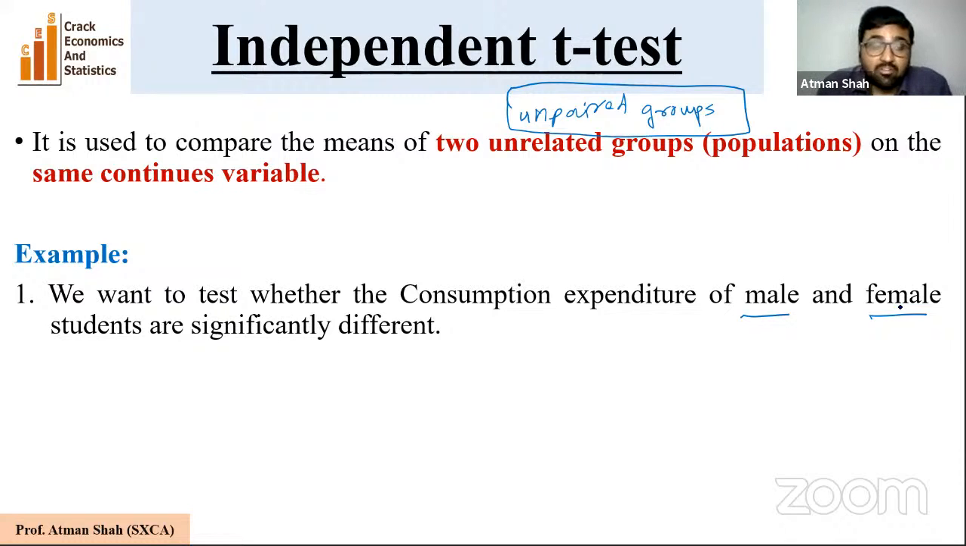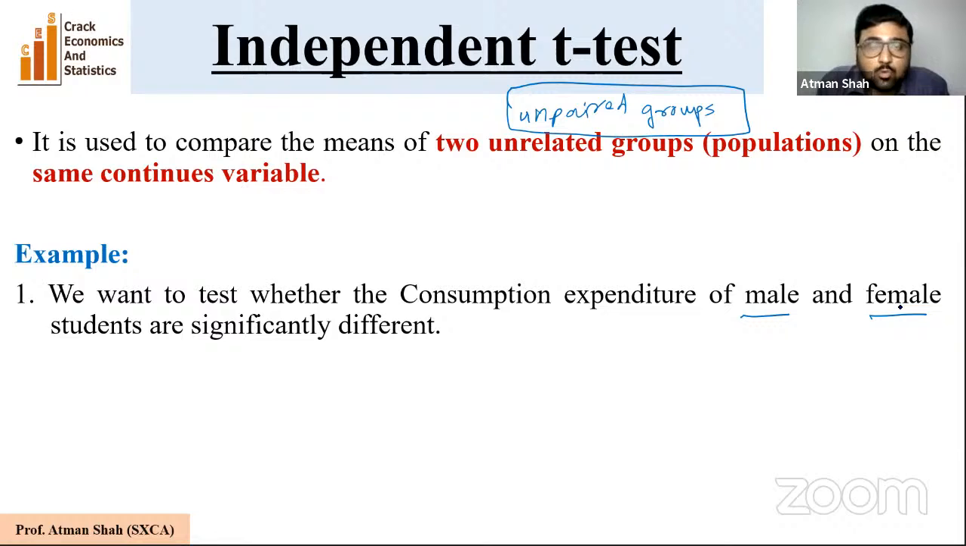But suppose you want to find the effect of the pandemic on consumption expenditure of the students. So you collect the sample of consumption expenditure before the pandemic and consumption expenditure after the pandemic from the same student. So that makes a pair. But here we have two different groups. I hope I have answered your question.